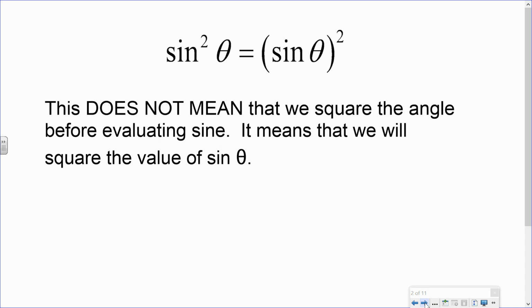It does not mean that we take and square the angle. It does not mean the sine of theta squared. It means figure out what the sine of the angle is and then square that answer. So the only trick is knowing the notation on this. And we're going to go through several different examples where we get a little bit of practice with this.